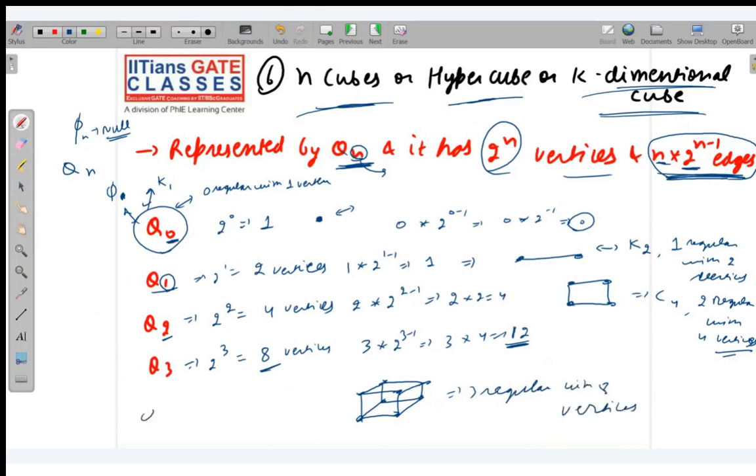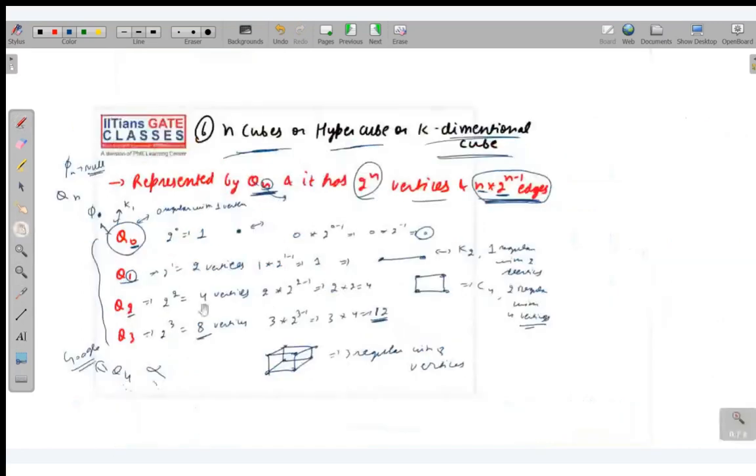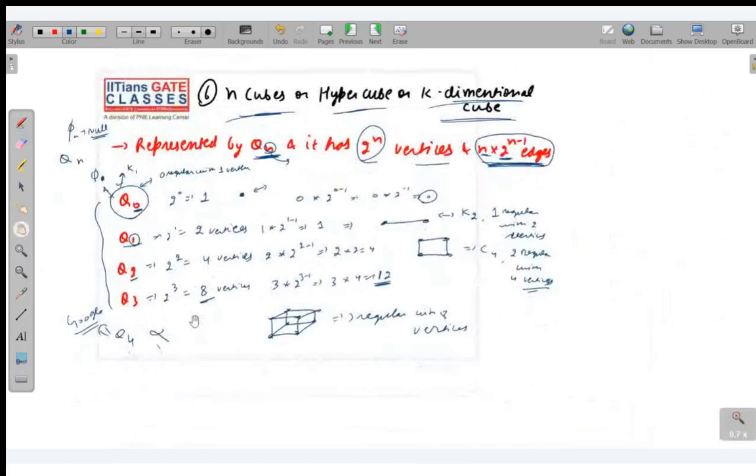Q4 very difficult. Q5 very difficult. No need to draw. Okay. If you want, you can Google it out. You will get the idea how it looks like. So don't worry, GATE will not ask questions from this. So till Q3 it is important, they will ask. So how many edges in Q3, how many edges in Q2, and so on, they will ask.